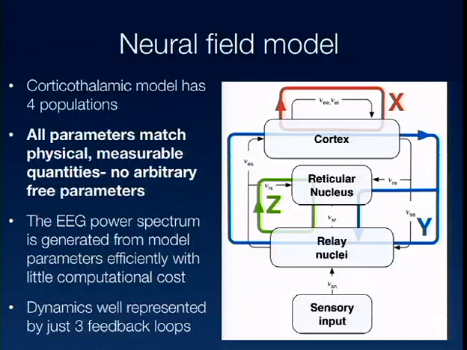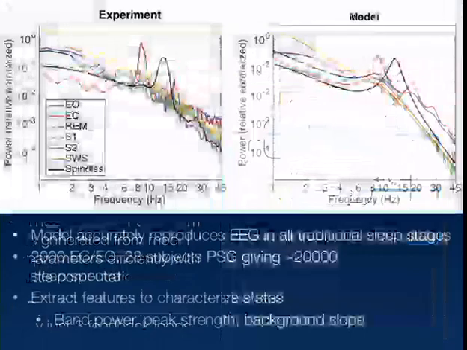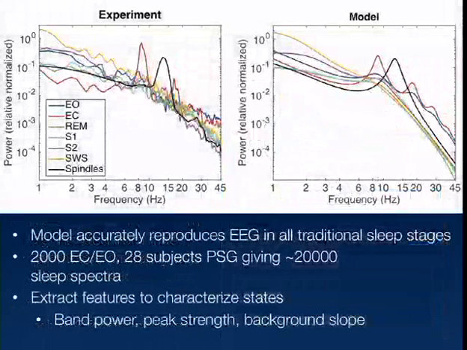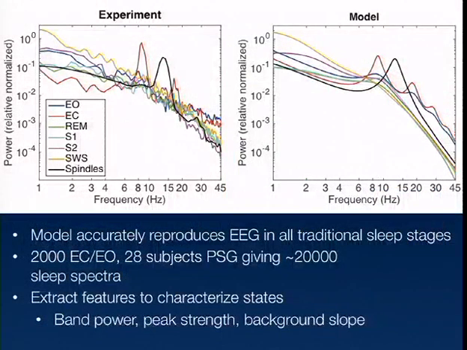So the first question is, can we use this model to reproduce normal EEG in all of the traditional arousal stages? And the answer is yes. So on the left I have typical examples of the EEG power spectrum in all of the traditional sleep stages, and then on the right, corresponding model fits. And we're able to do quite a good job of reproducing the key features in those spectra. So the frequency and relative size of the peaks that are present, the overall band powers.